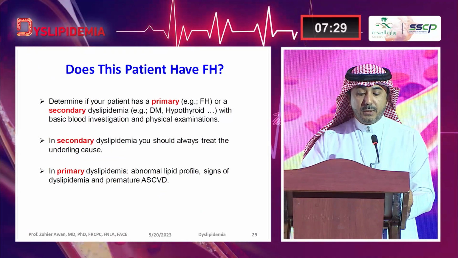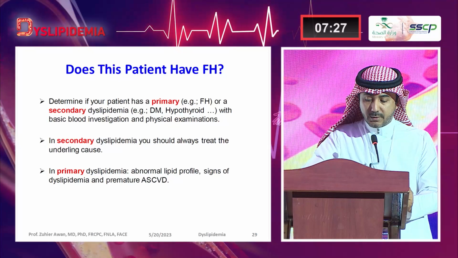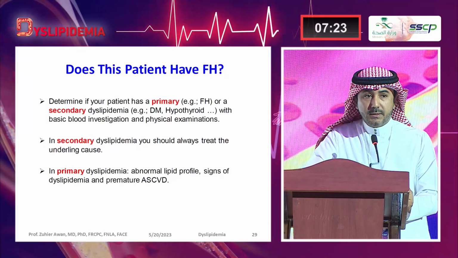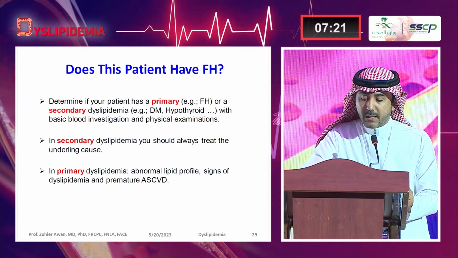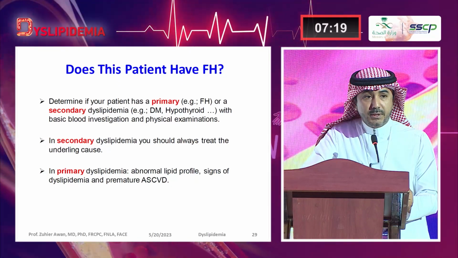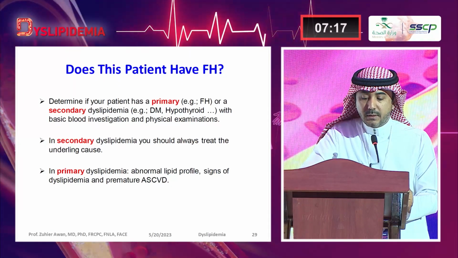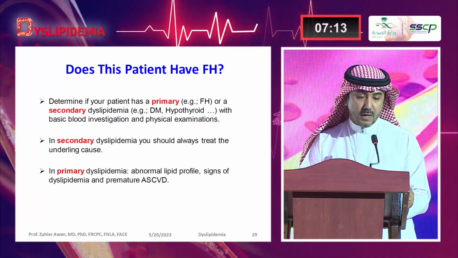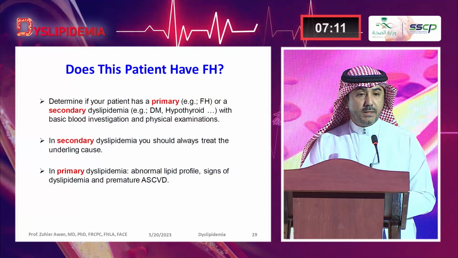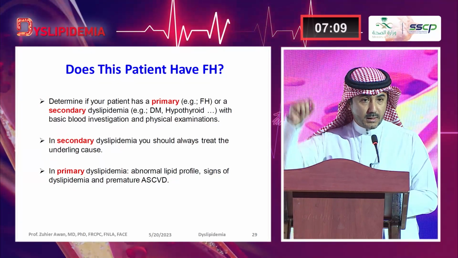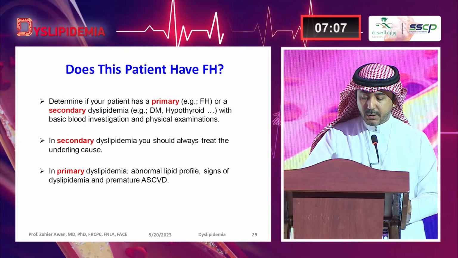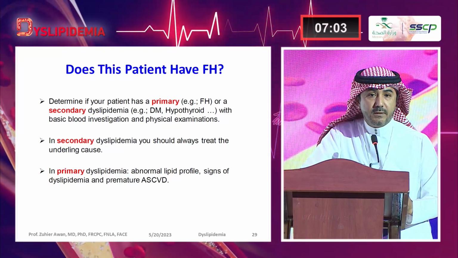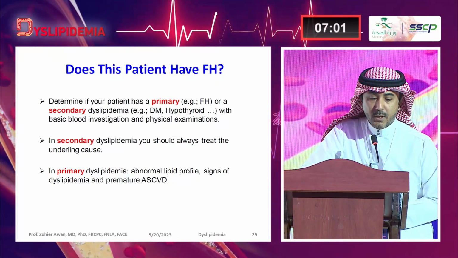To diagnose familial hypercholesterolemia, you have to rule out secondary causes by doing a simple panel of tests. Usually, by treating the underlying cause, the dyslipidemia will disappear. In primary dyslipidemia, of course, you don't have any underlying cause. You would see an abnormal isolated LDL pattern. You rarely see signs of dyslipidemia, but you have a very significant family history of premature coronary disease.